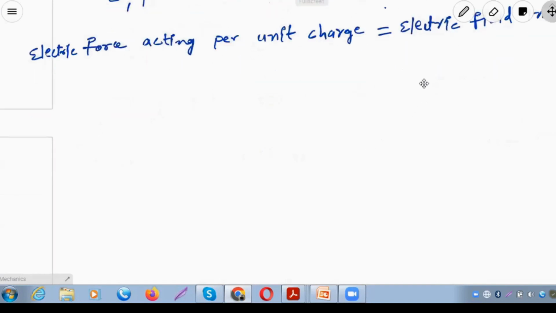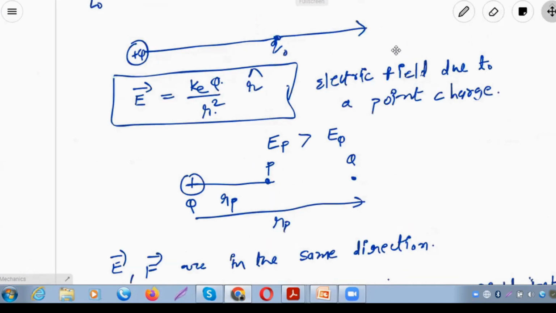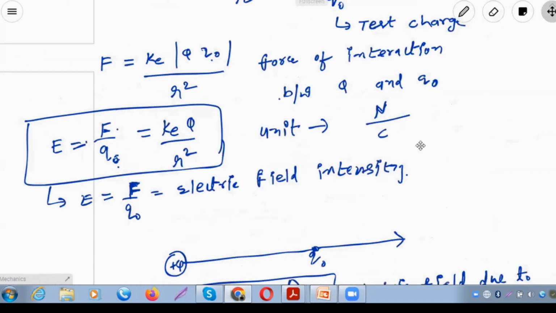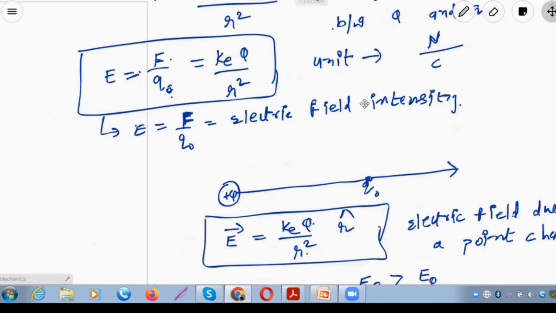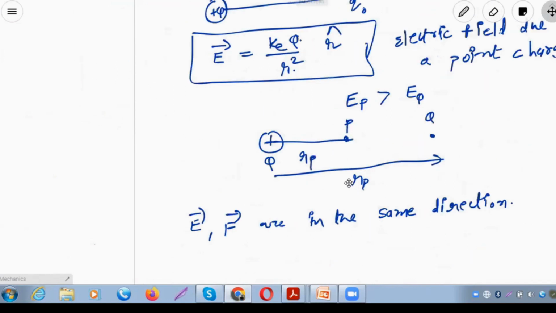Electric field intensity. What is the unit for this? Newton per Coulomb, right? Yes, Newton per Coulomb. And finding the electric field due to different charge distributions is important.